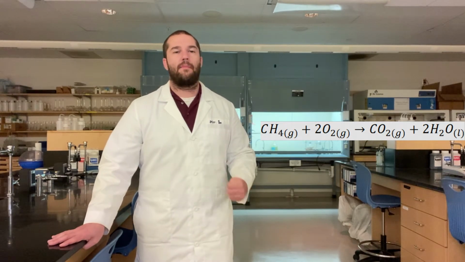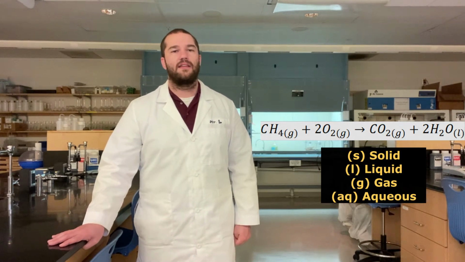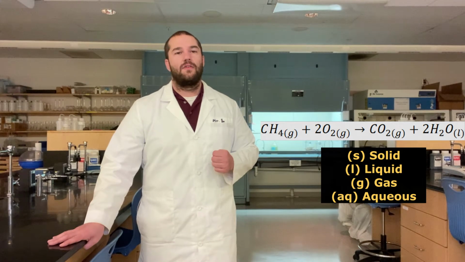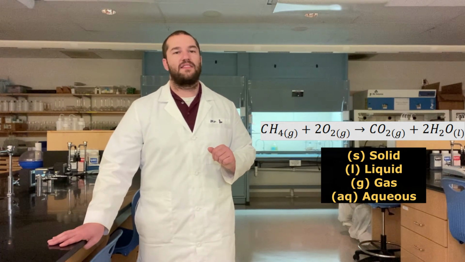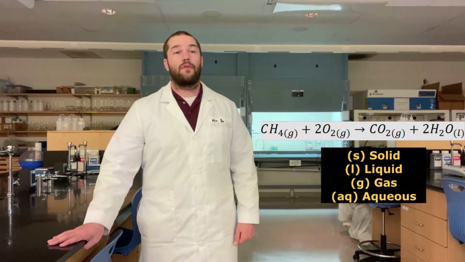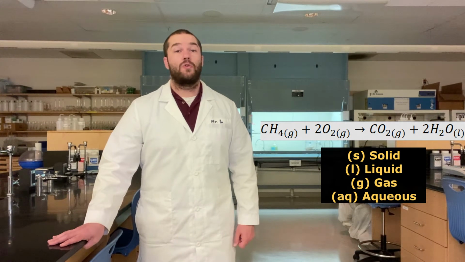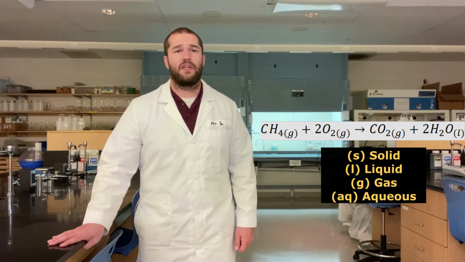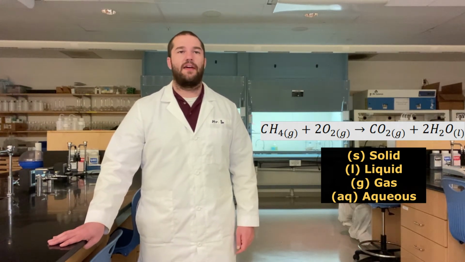And there are 4 primary phases that we're going to use in this class. We've got solid, symbolized by little s in parentheses after the formula as a subscript. We have L for liquid, G for gas, and AQ for aqueous, which means that substance has been dissolved in water, so water is implied there.